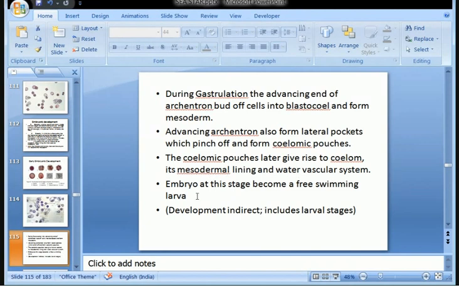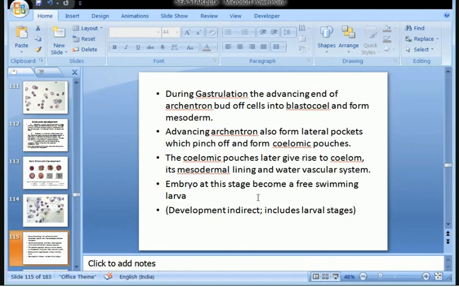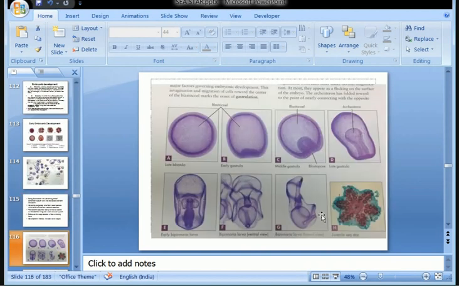An embryo at this stage becomes a free-swimming larva. And since there is a larval stage involved, in case of sea star, right now we are talking about sea star, the development is called indirect because it includes larval stages. Here, this is the thing we are talking about.